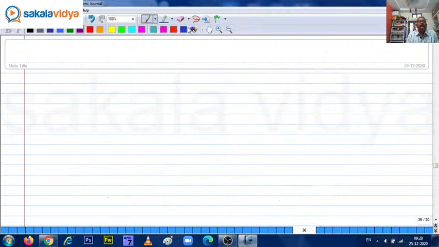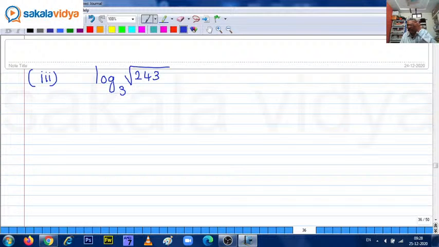Okay, now problem number 3. Log of root over 243 to the base 3. So we need to find this value now. We need to find this value. Solution. So method number 1.